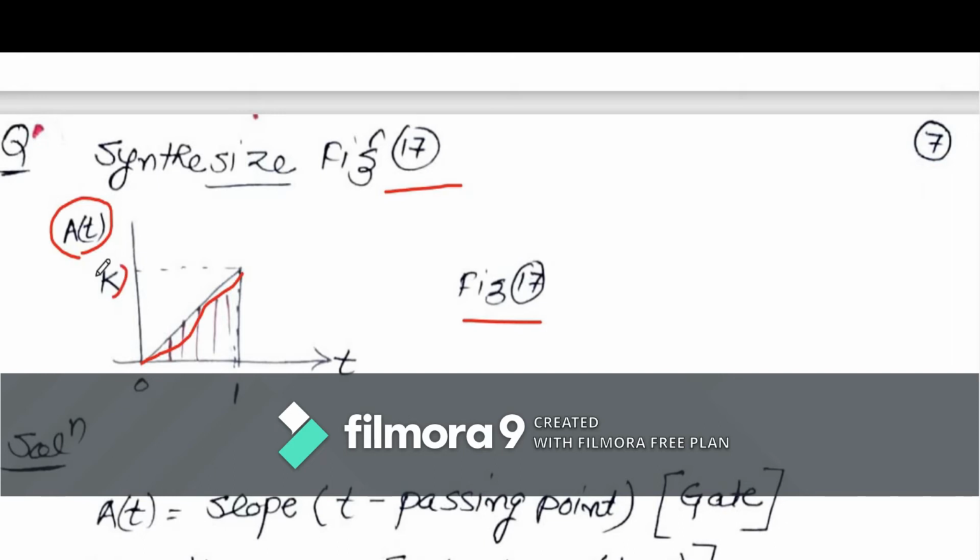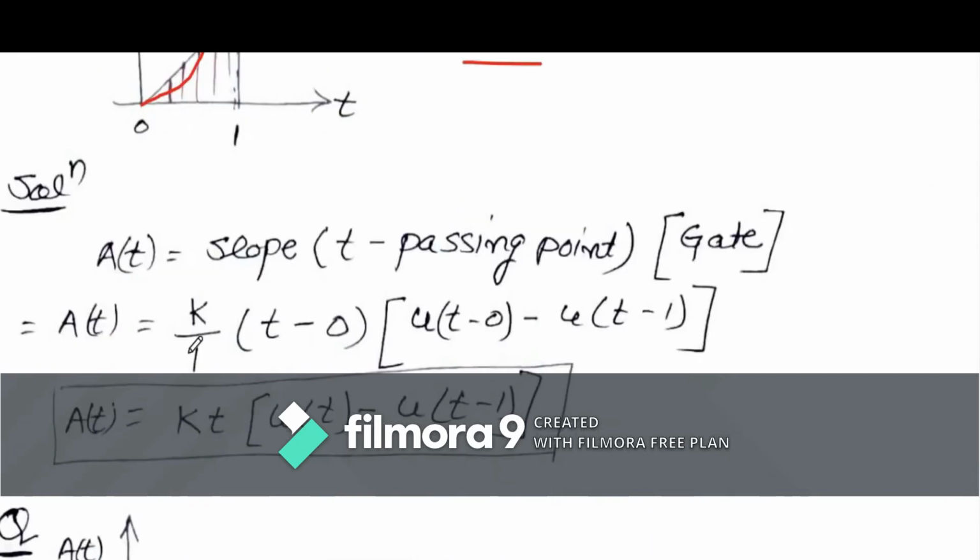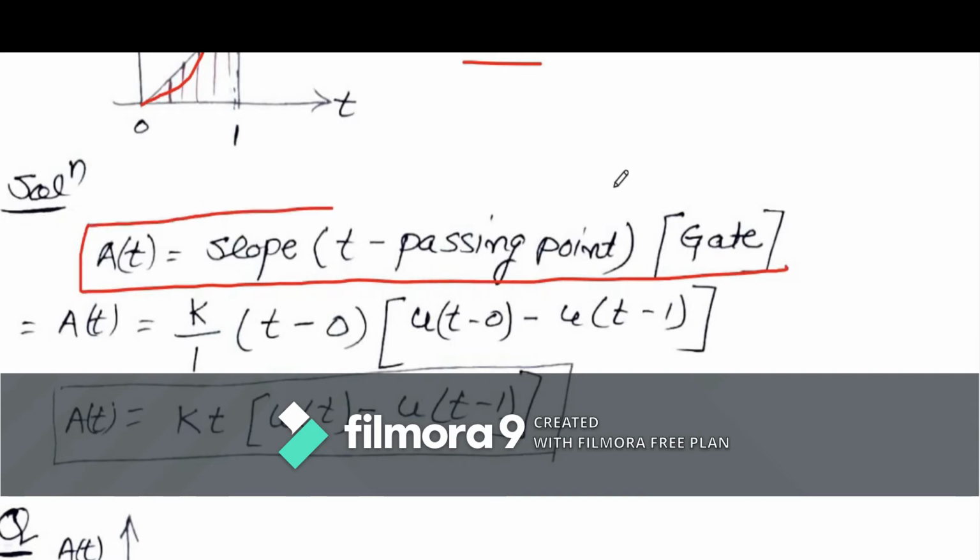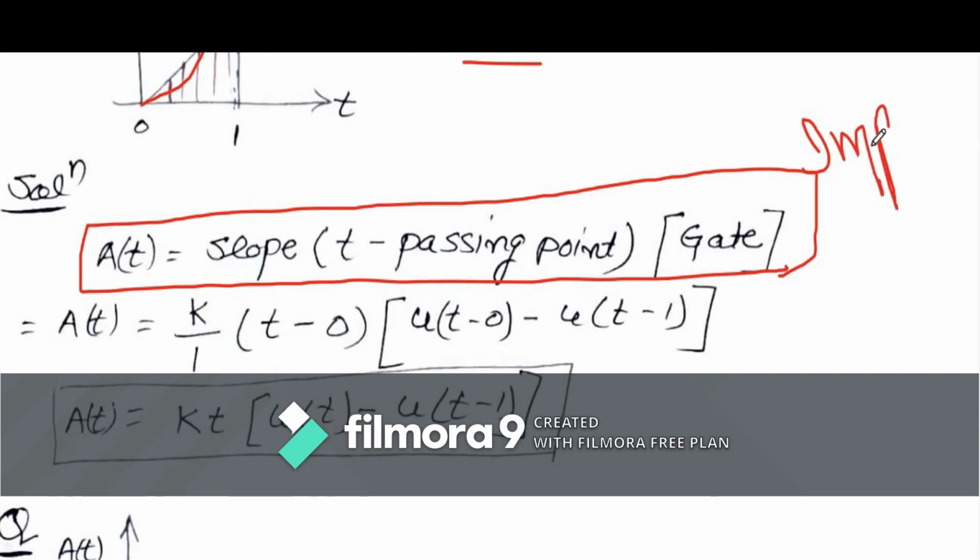So to write down the expression for this waveform, let us learn a formula. This is a very important formula which you can keep in mind while writing the expression for any ramp function. If you remember this, then you can easily write down the expression for any ramp function. I will call this formula the GS formula.